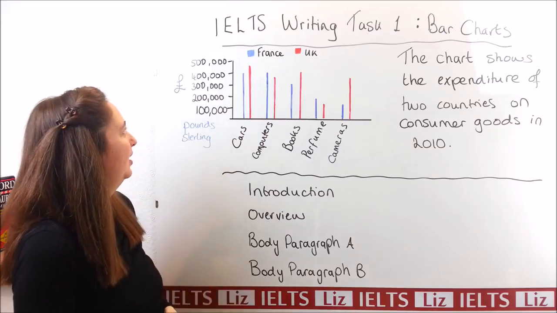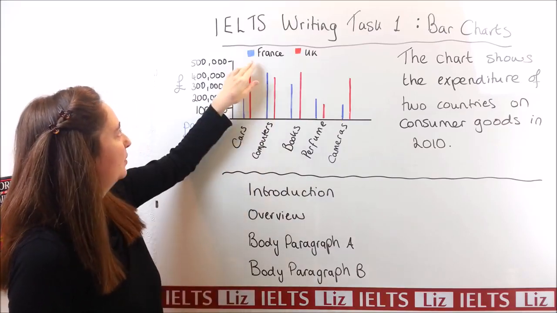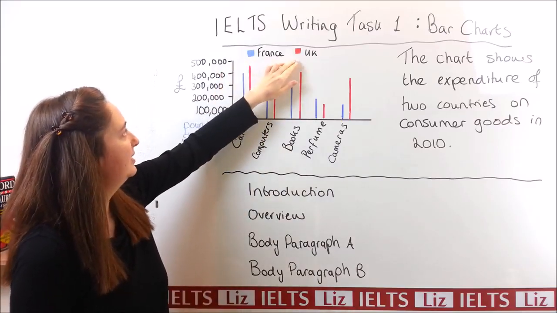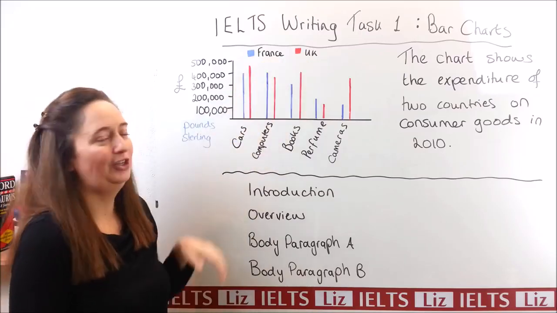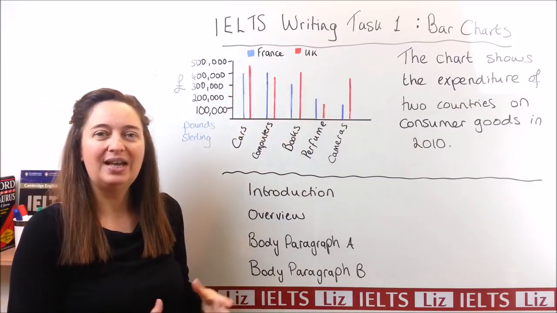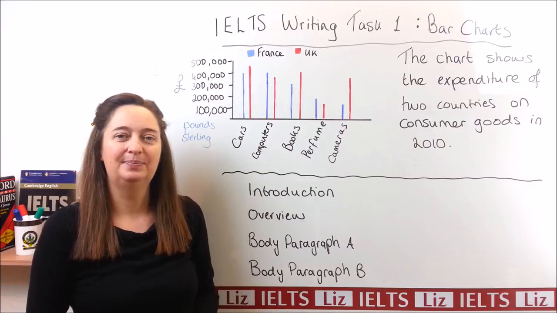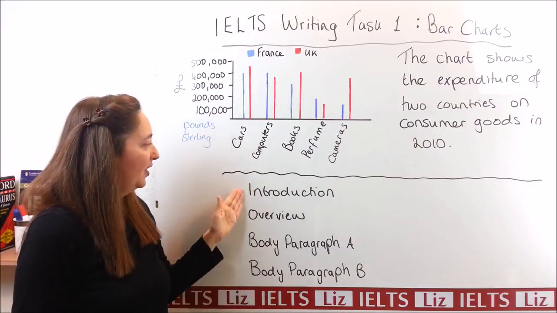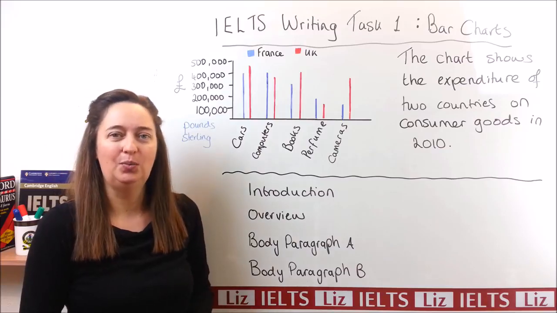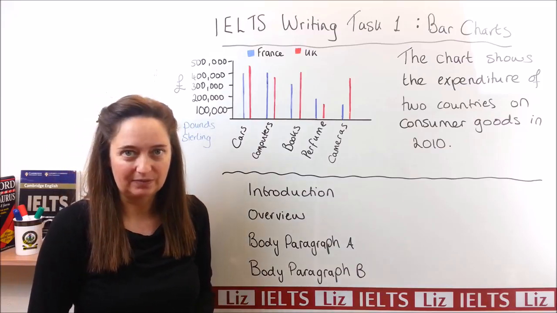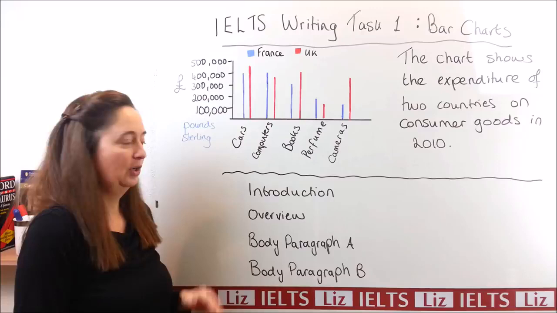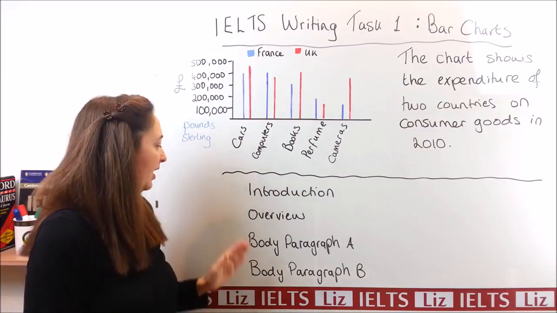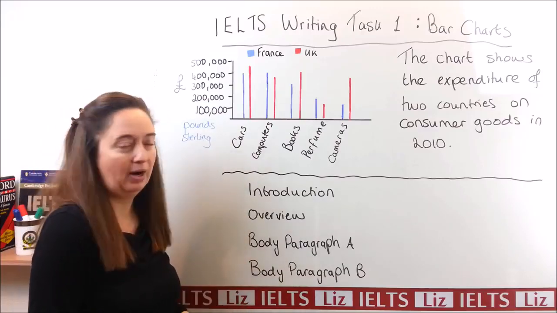And if we look further, we can see that the 2 countries, we've got one in blue and one in red. We've got France and the UK. So that is our bar chart for this lesson. Let's have a look at our paragraphs. The first paragraph that you will need to write is your introduction. Then you will have something called an overview. After that, you've got 2 body paragraphs.